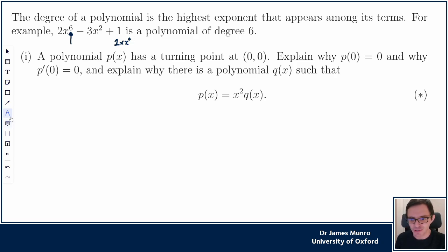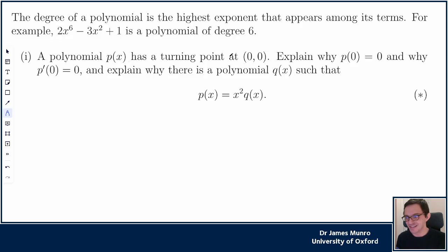Okay, so reminder of how degree works, and then we're asked about a polynomial p of x, which has a turning point at 0, 0. Very first thing we're asked to do is to explain why p of 0 equals 0. That's because you have to go through your turning point.